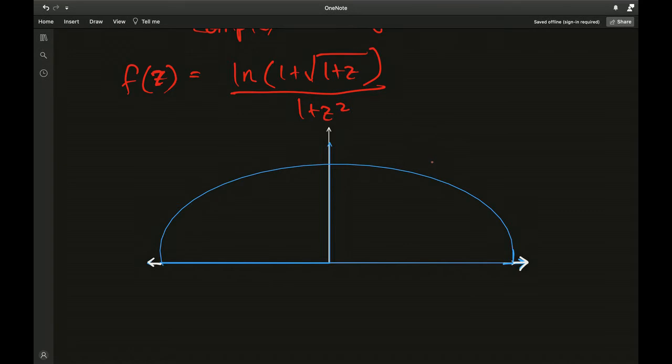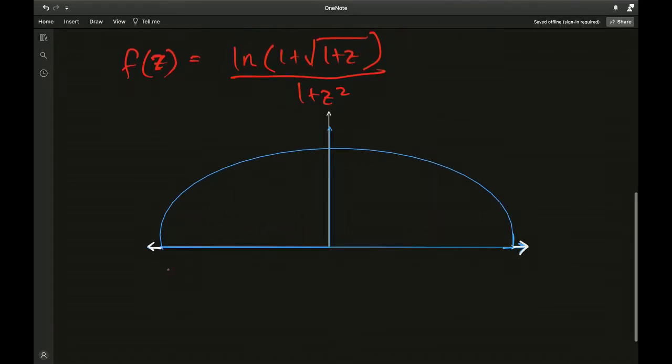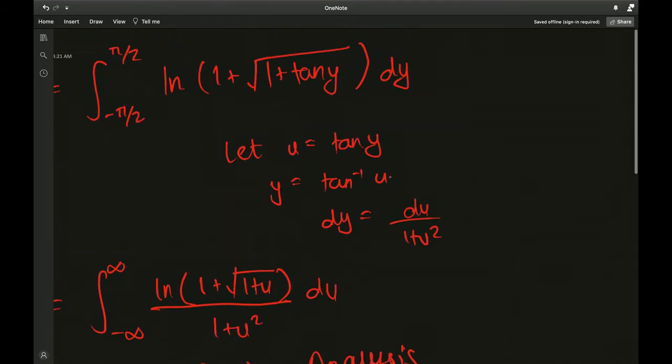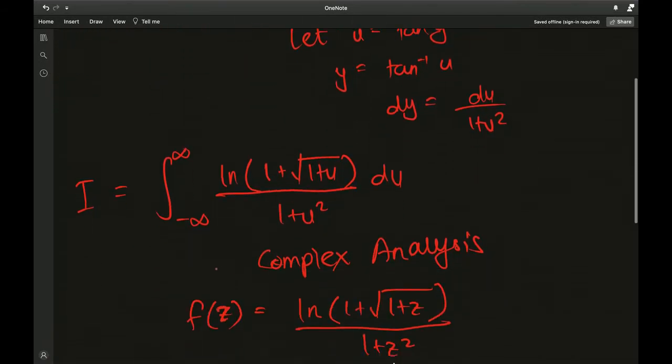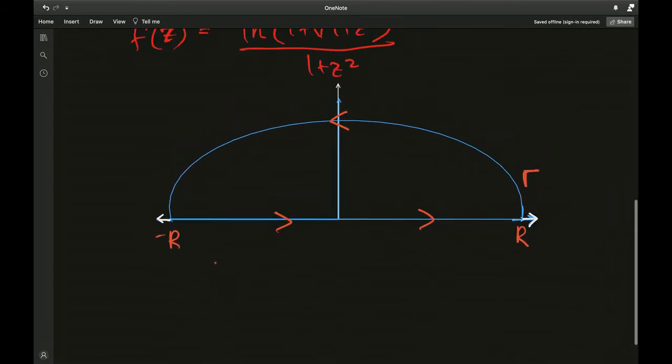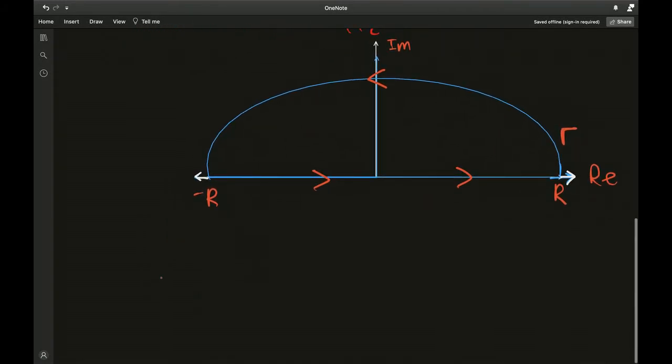So quickly now I've drawn the contour. The contour is going from, say, negative r to r, and then just curving back to negative r on this path, say gamma, and later on we're going to take the limit as r goes to infinity. So this region from minus r to r will just become this region from negative infinity to positive infinity. And I'll just label these axes, real axis and the imaginary axis, and we are integrating f of z.